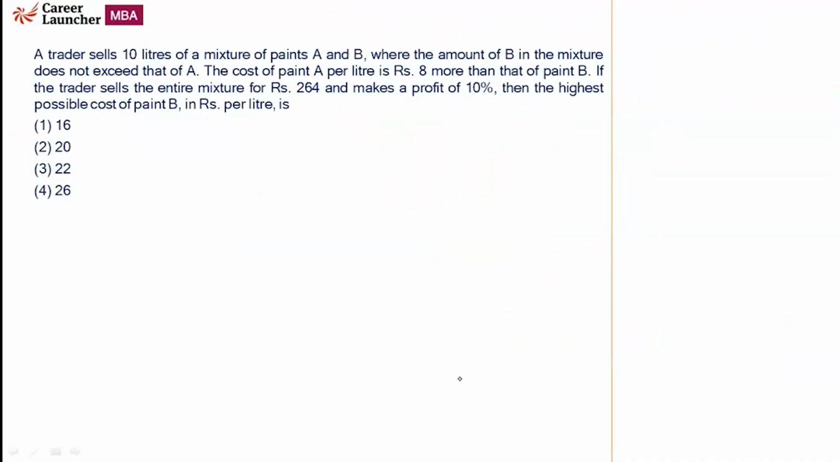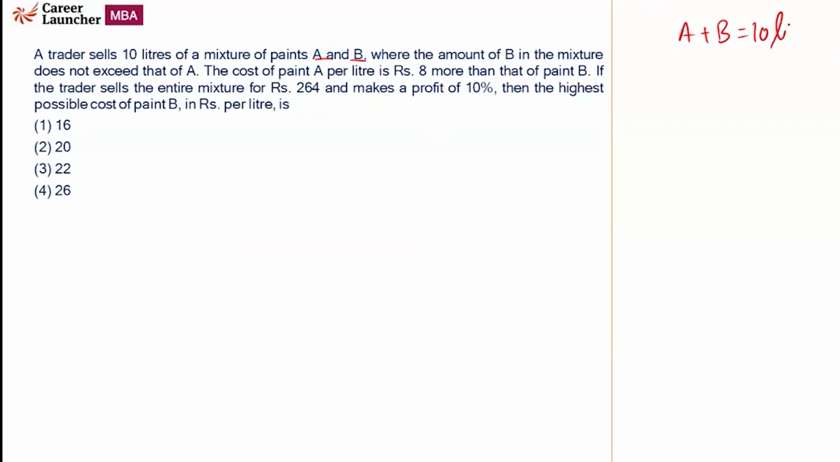Let's take up this. As I said, it is a combination of English and maths that is even tested there in quantity aptitude. The trader sells 10 liters of mixture of paint A and B. So you got two paints A and B.